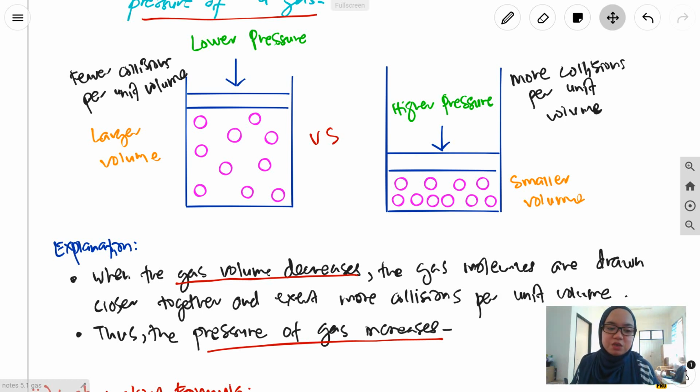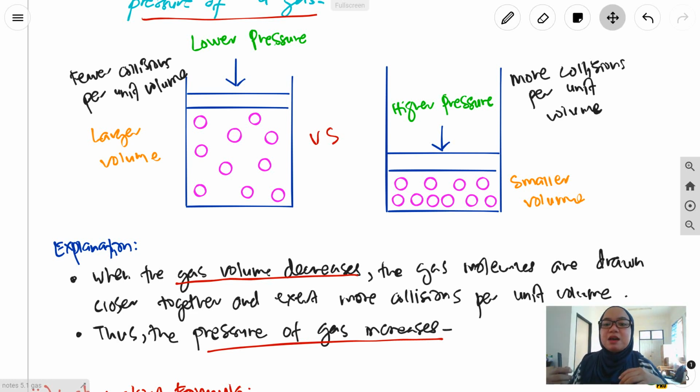So in this explanation, we can see that when the gas volume decreases, look at the second picture, the gas molecules are drawn closer together. So the gas particles will be moving closer towards each other and exert more collisions. So when the space is small, they tend to collide with each other more often. More collisions will happen between the gas particles. Thus, the pressure of gas increases.